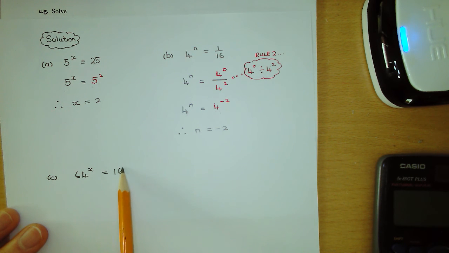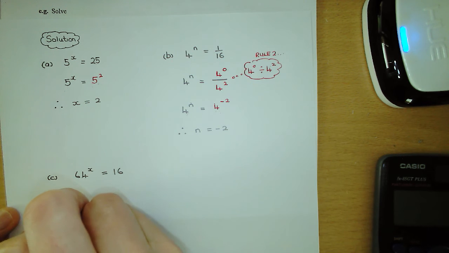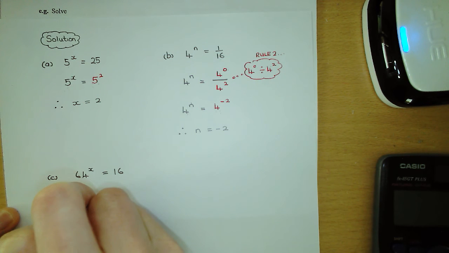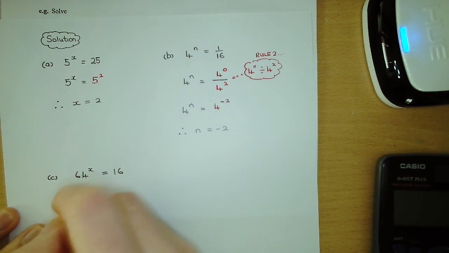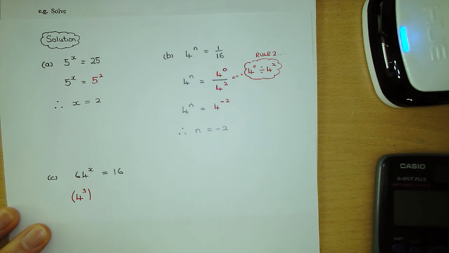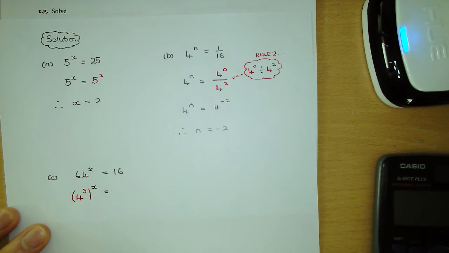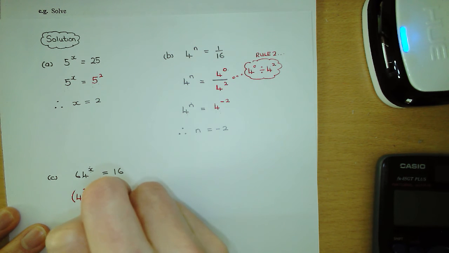Like, for example, 16 you can write as 4 to the power of 2. Can we rewrite 64 as 4 to the power of something? Well, you actually can. You can write 64 as 4 to the power of 3, because 4 4s are 16, times another 4 is 64. Now I'm going to put brackets around the 4 to the power of 3 because there's an outer power here of x. Copy down equals. And we can write 16 as 4 to the power of 2.